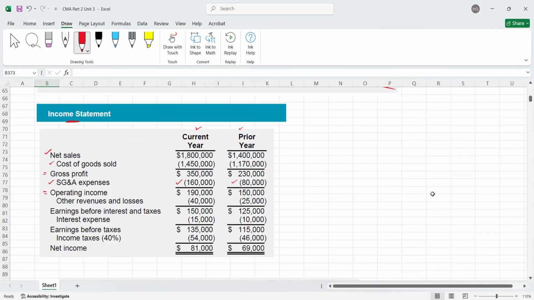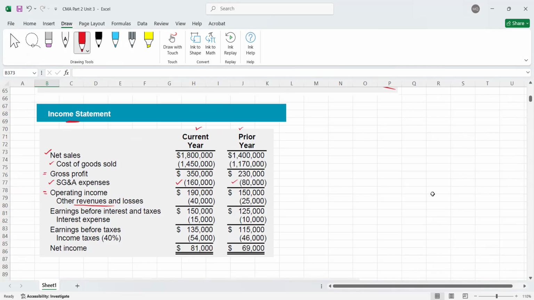Operating income, you have an idea that this is the income which we got after the deduction of your routine operational expenses. And then we got here other revenues and losses. Definitely these are presented after your operating income. So we should know what is the meaning of other revenues and losses.